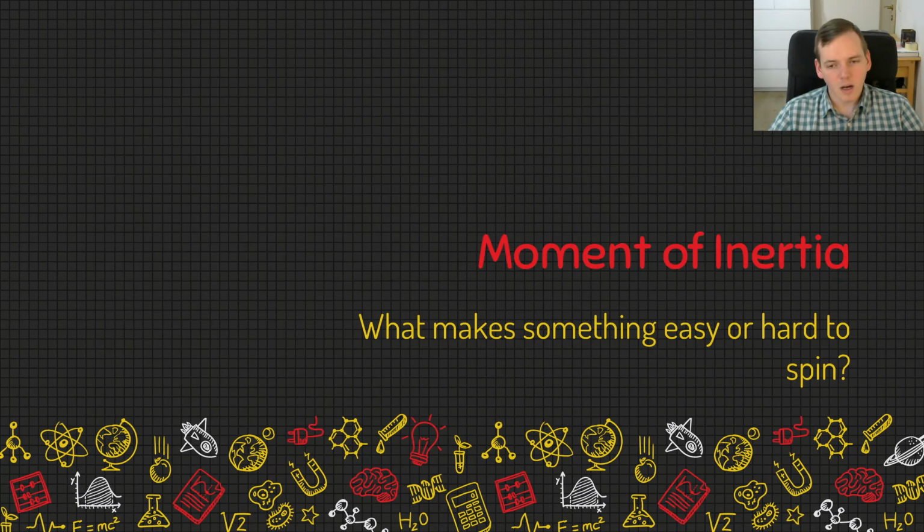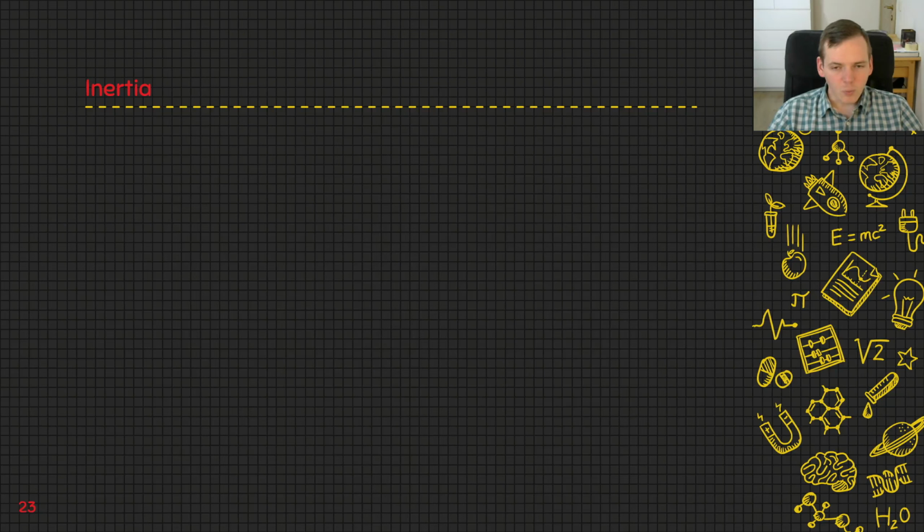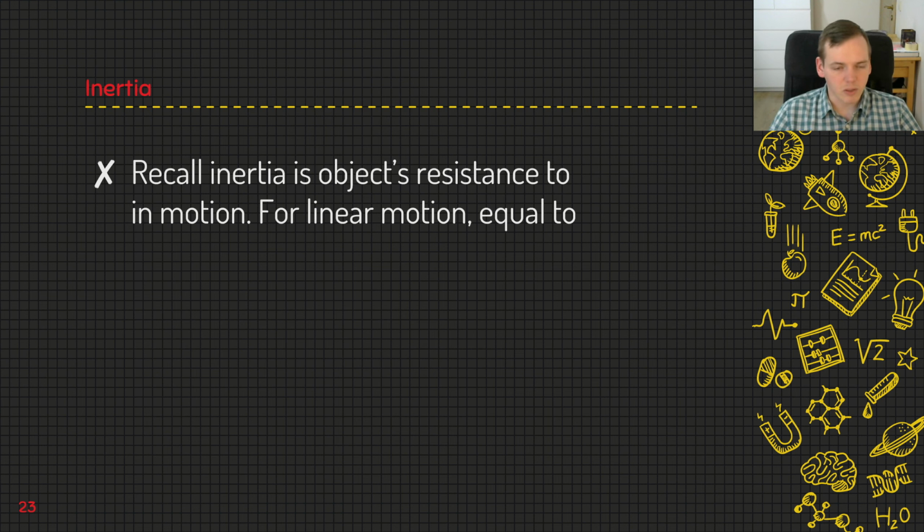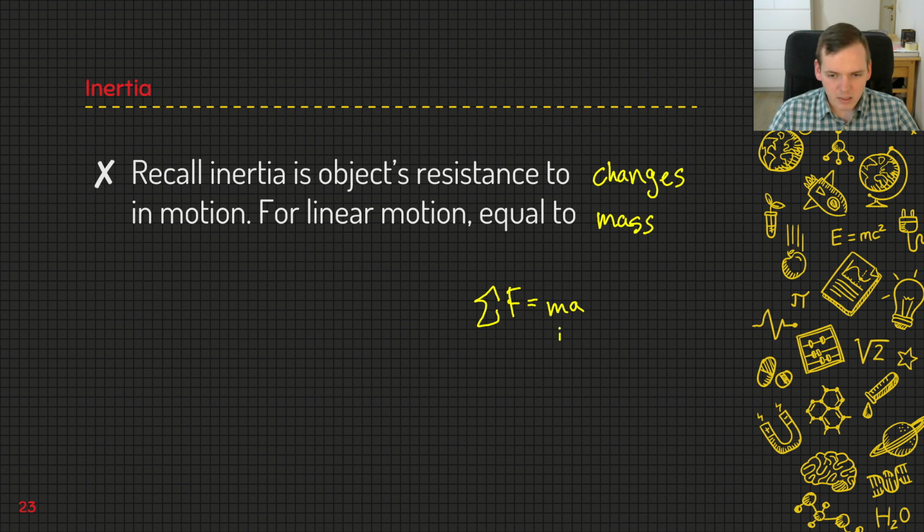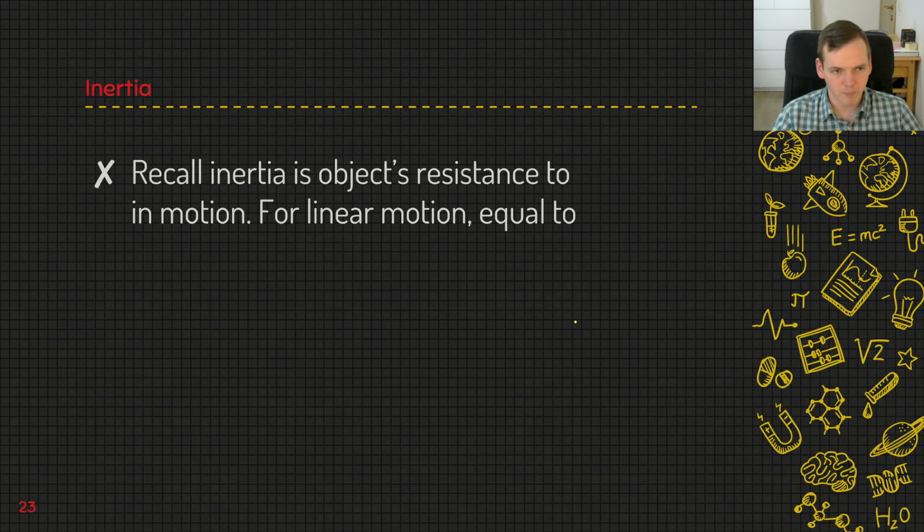In this video, we're going to talk about what makes something easy or hard to spin, and that's this concept of moment of inertia. So real quickly, let's review inertia from linear kinematics or linear dynamics. Recall that inertia is an object's resistance to changes in motion. For linear motion, this was equal to the mass of the object. So an object with more mass had more inertia. That's where we had that equation, net force equals mass times acceleration. In this case, the m was representing the inertia.